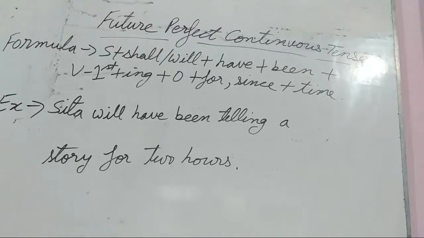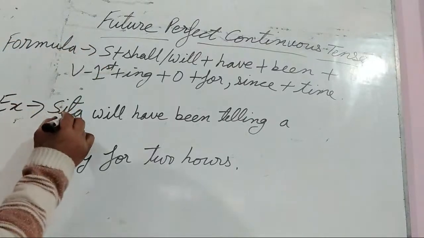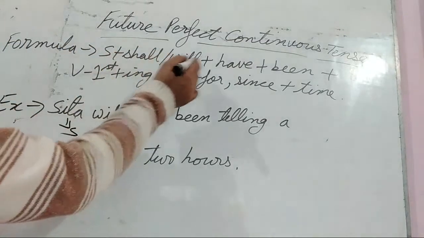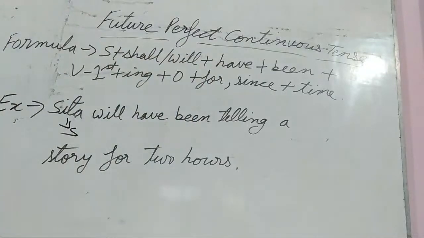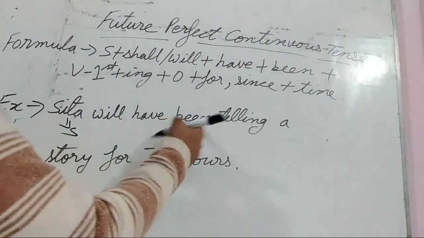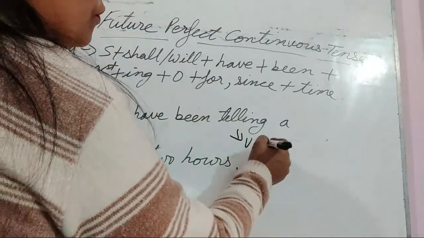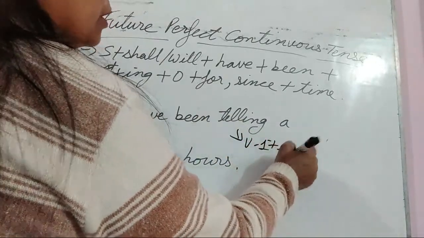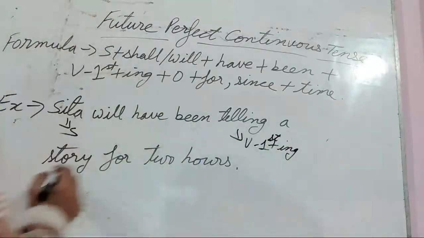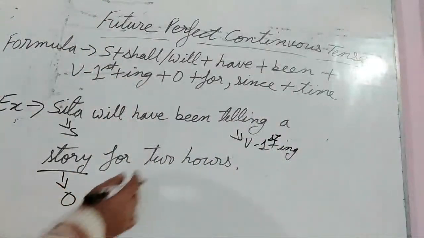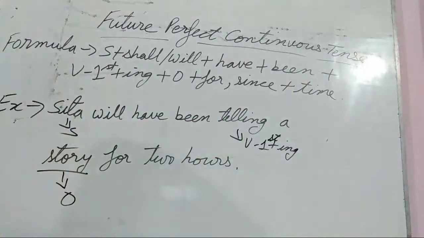So the sentence according to the formula is, Sita will have been telling a story for 2 hours. Okay, so according to the formula you can see Sita is your subject, will have been, telling is your verb of first form plus ing. Okay. And story is your object. 2 hours is showing the time. Okay. Your 2 hours is showing the time.